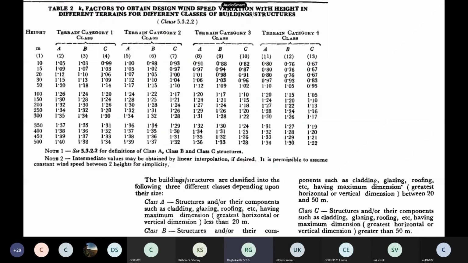Okay. And now another thing, the K2 factor, which is the terrain factor, they say. This is also a very important factor, because we have already seen that wind speed strongly depends on your nearby structures, whether you are located in a rural area, because the boundary layer and gradient speed will be different. So now our code defines A, B, C, these three types of classification of buildings. Class A means horizontal or vertical dimension less than 20 meters, then 20 to 50, then greater than 50 meters.